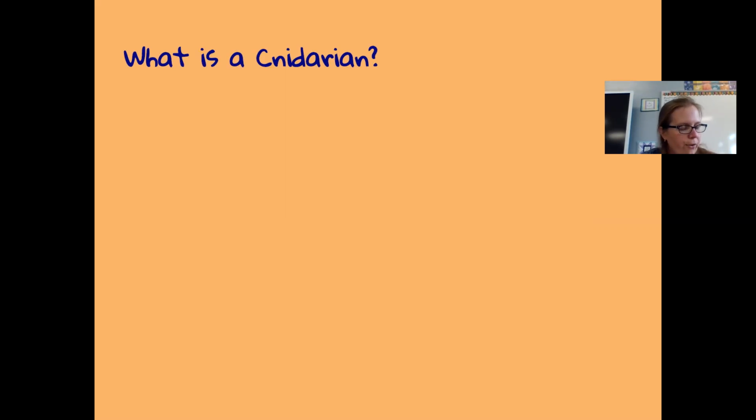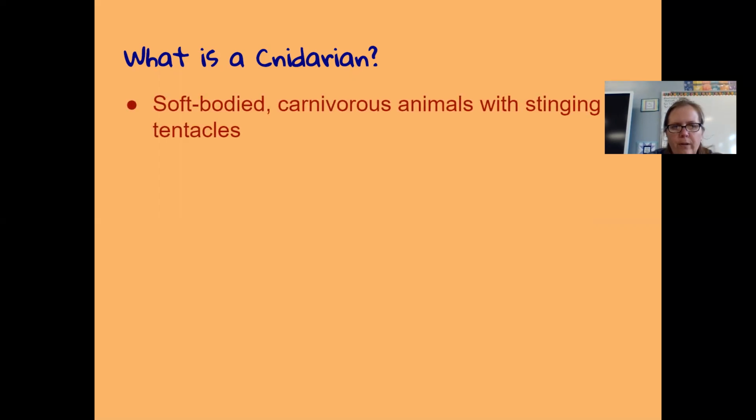All right, I am on slide 13, and we're going to just learn about the basic characteristics of Cnidaria, just like we did with the sponges. This animal includes a wide variety. It actually includes the corals as well as the jellyfish and the hydra. So there's a lot of different forms of this Cnidaria group. But they are all soft-bodied, meaning there's no exo or endoskeleton. They're carnivorous animals, and they have stinging tentacles.